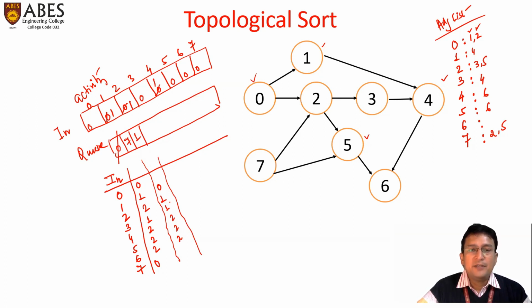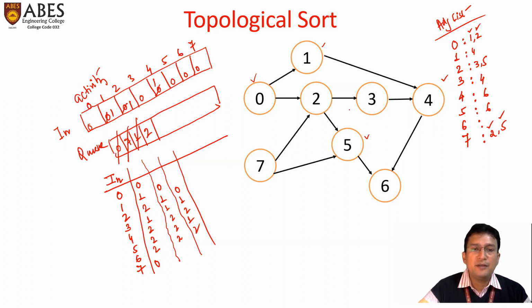Fine. After this, we delete another value, that is 7. And let's see the connections from 7. The connections from 7 are 2 and 5. So we should decrease the in degree of 2 from 1 to 0. And for 5 also, we should reduce it by 1. So this becomes 1. So in this process, the activity number 2 has the in degree 0. So that should be included in the queue.